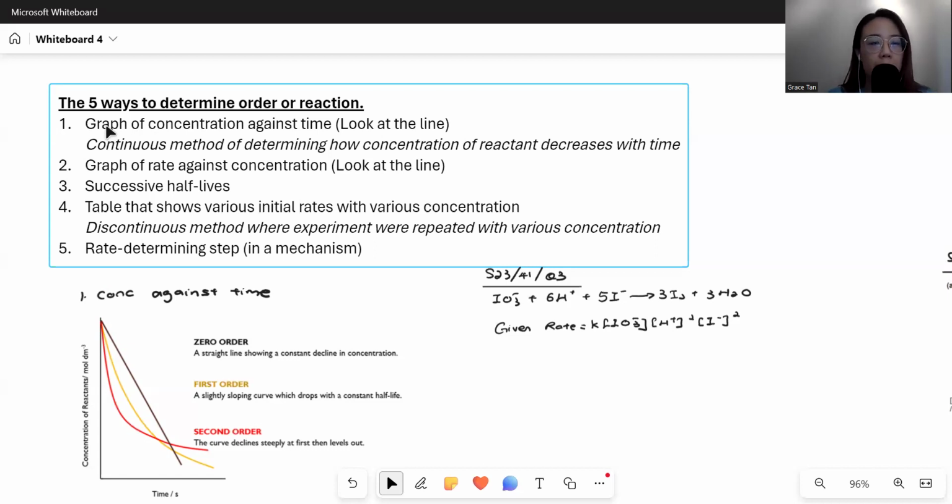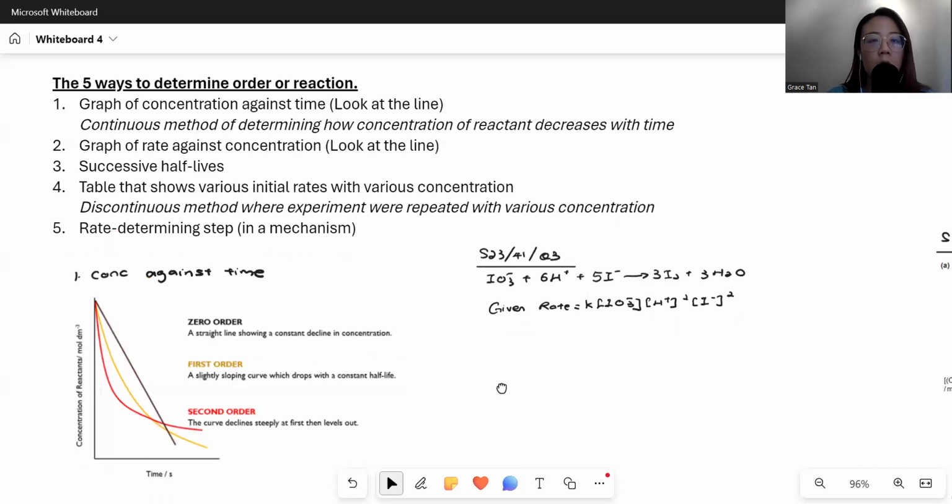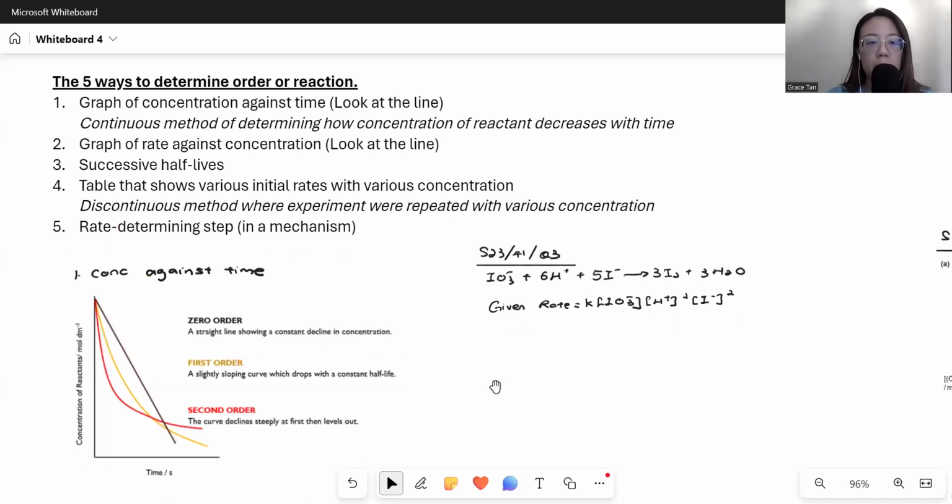Now the first method is you need to look at your graph of concentration against time. So when we take a particular reaction, the reactant will decrease over time. You can look at the diagram over here. There is a black line in a decreasing manner, but it's a straight line. We call this zero order. That means your power is 0. Then you have a curved line, which is orange in color. This is the first order.